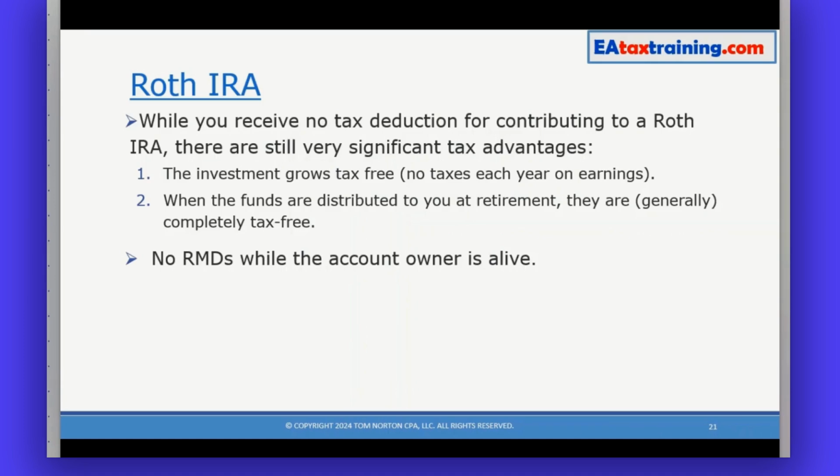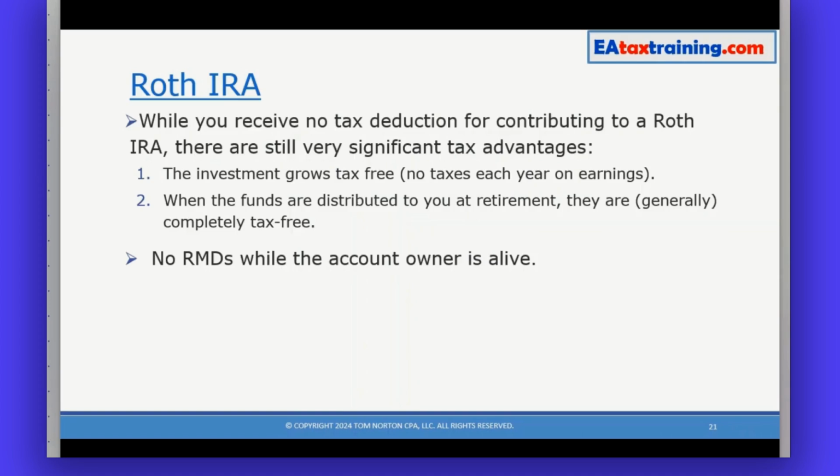So here, your investment is earning each year interest, dividends, capital gains, and it's growing, and you are not paying tax each year as you would on an account outside of a retirement account. That's the same as a traditional IRA. But the difference here is when the funds are distributed, including the earnings, you do not pay any taxes.